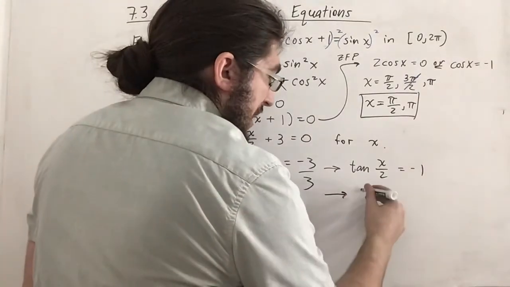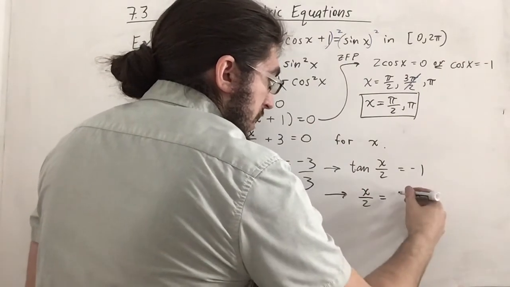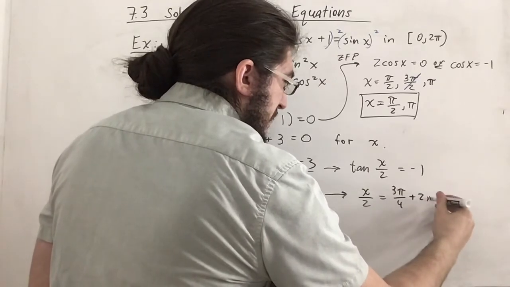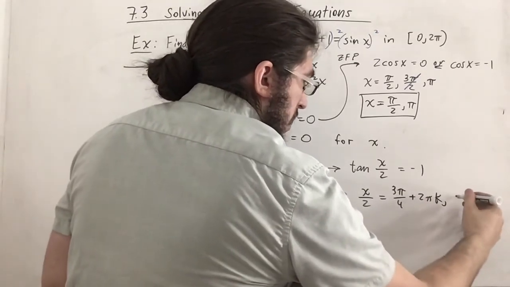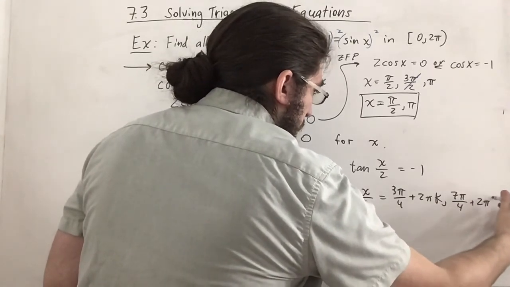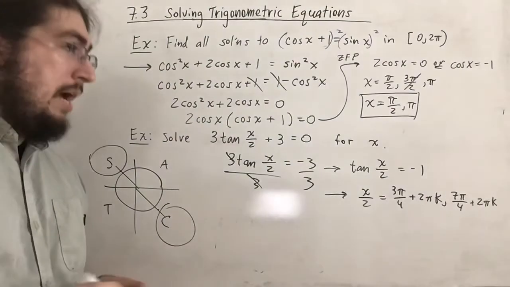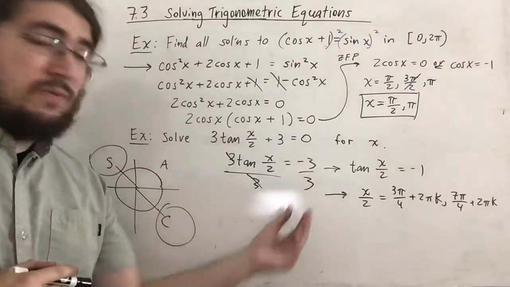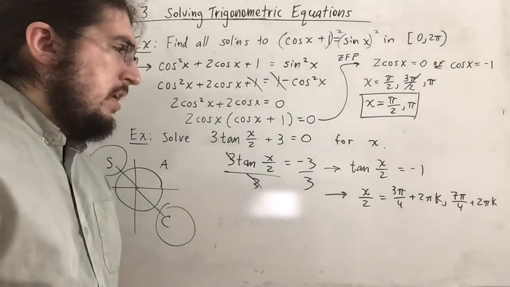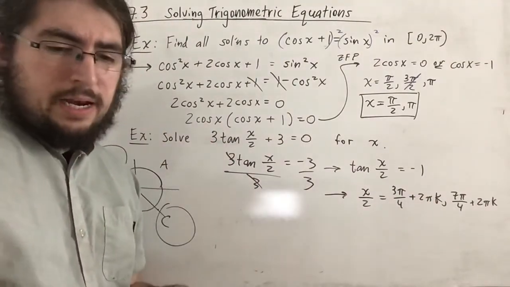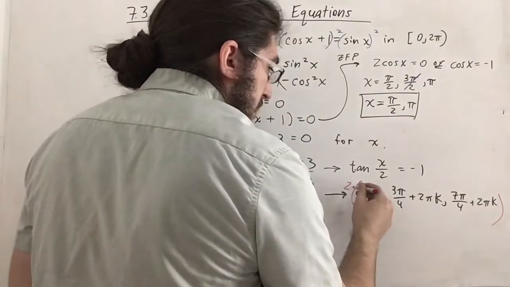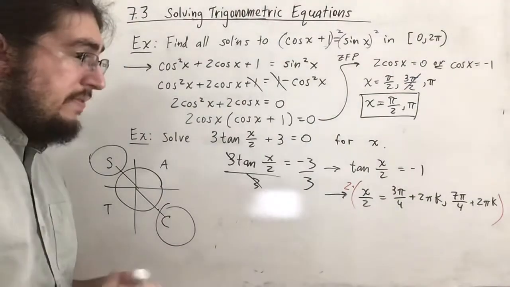So this implies that x over 2, the argument, is equal to 3 pi over 4 plus 2 pi k, or 7 pi over 4 plus 2 pi k. Okay, good. Now, this is not x, it's x over 2. And there's a comma here, so there's really two scenarios. But I'm just going to multiply everything by 2 to get x by itself. So let me show that here. You just multiply this whole thing by 2. On the left, you'll just get x.